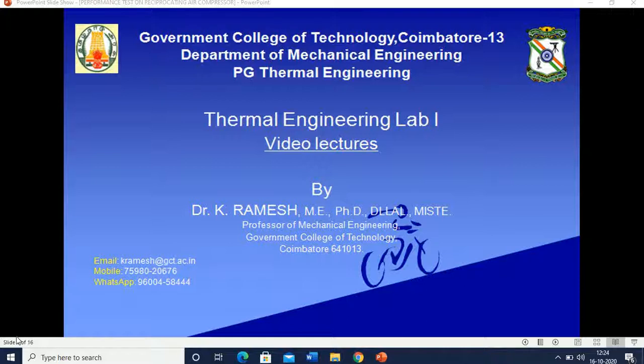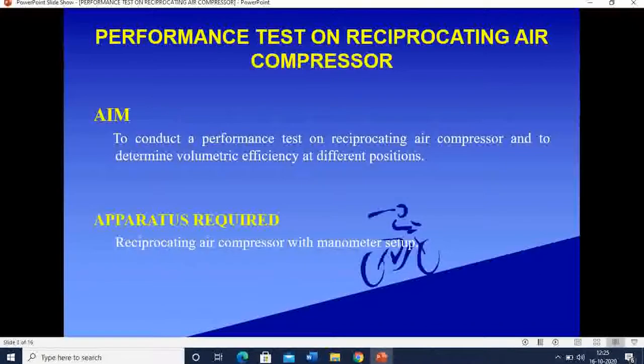Good morning, students. So now we are going to see how we can do the performance test on this reciprocating air compressor. What is the aim of this experiment? You have to conduct a performance test and determine the volumetric efficiency at various pressures, that is, at various positions.